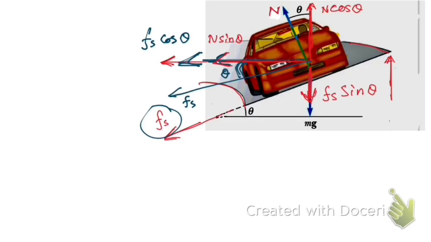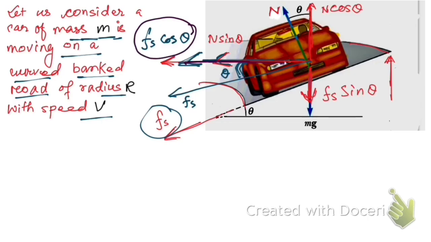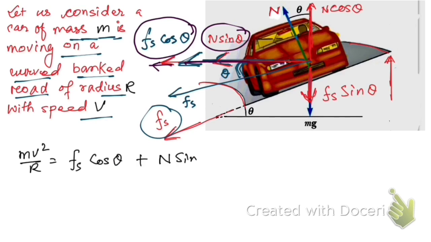So again, let us consider the mass of the car is m, and the radius of the curved road is r, and the speed of the car is v. Okay, let me write here. So here I have considered a car of mass m moving on a curved banked road of radius r with speed v. In that case, you can see these two forces Fs cos theta and n sin theta will provide the centripetal force. So we can write mv square by r is equal to Fs cos theta plus n sin theta.